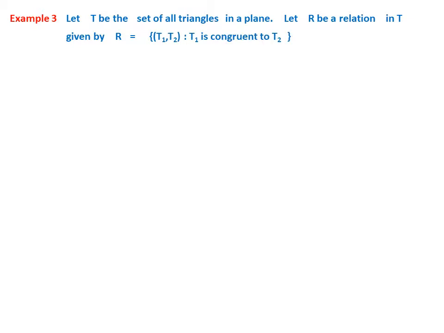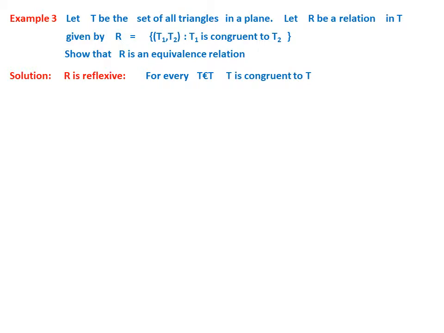Next, example 3. Let T be the set of all triangles in a plane. Let R be a relation in T given by R equals (T1, T2) such that T1 and T2 are two triangles and T1 is congruent to T2. Then show that R is an equivalence relation. R is reflexive, and this is how we can prove it. For any triangle T belonging to T, T is always congruent to T. This implies (T, T) belongs to R. So this means R is reflexive. And this is the way you have to write it. This is the general method of writing a proof for a reflexive relation.